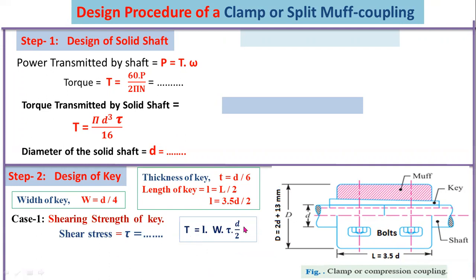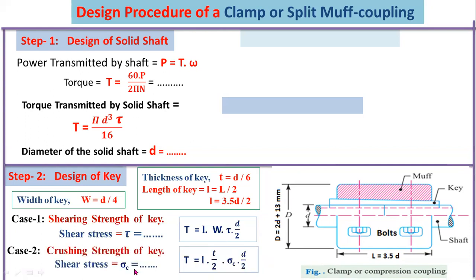Here, this formula is used for design of the key on the basis of shearing strength. You have to substitute the value of mean torque, length of the key, width of the key, and radius of the shaft. From this equation, you can get the value of shear stress induced in the key material. In the second case, you can get the value of crushing stress or compressive stress induced in the key material. From this equation, you can get the value of sigma c.